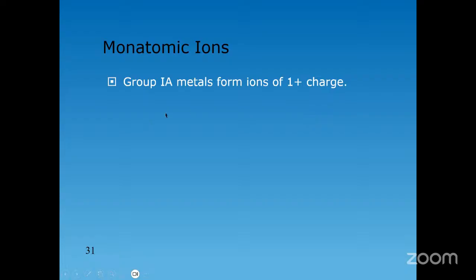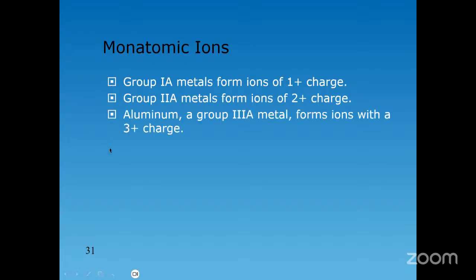So for example, group 1A metals, they all form ions which have a +1 charge, right? So we're talking about lithium, sodium, potassium, cesium, and rubidium, right? Those elements in group 1A will lose electrons to form an ion with a +1 charge. Elements in group 2A, right? So we're talking about elements like beryllium, calcium, and so on, magnesium, they will lose 2 electrons to form a +2 charge. Aluminum, which is in group 3A, will form a +3 charge by losing 3 electrons.